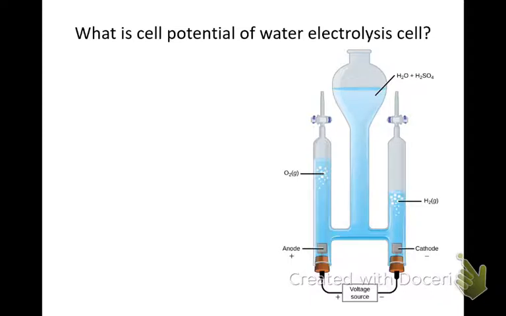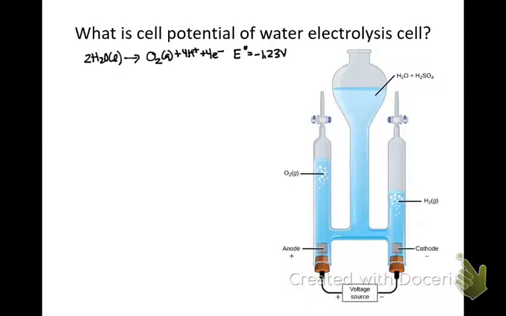So let's consider a water electrolysis cell. So in this cell, we start with water. And we can oxidize it to form oxygen gas and protons and electrons. And the standard cell potential for this reaction in the direction that it's written is negative 1.23 volts. So here it's written as an oxidation, so I've flipped the sign.